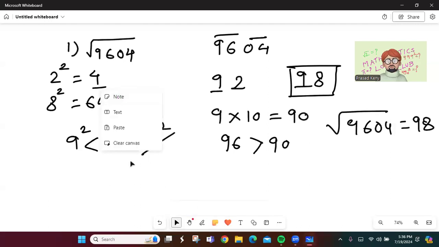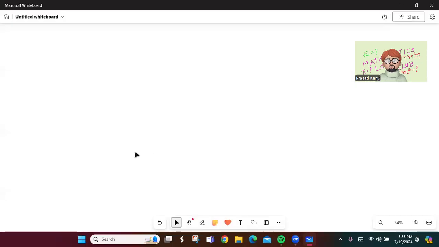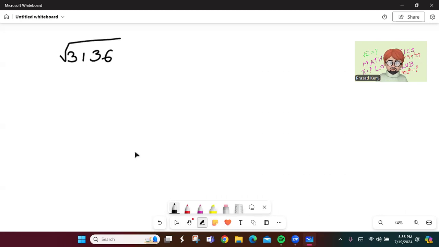Yes, Vicky. So here is a problem for you. Try to find the square root of 3136. I am giving you 2 minutes to do this, and then you can show me the solution on the board, which we'll go through.